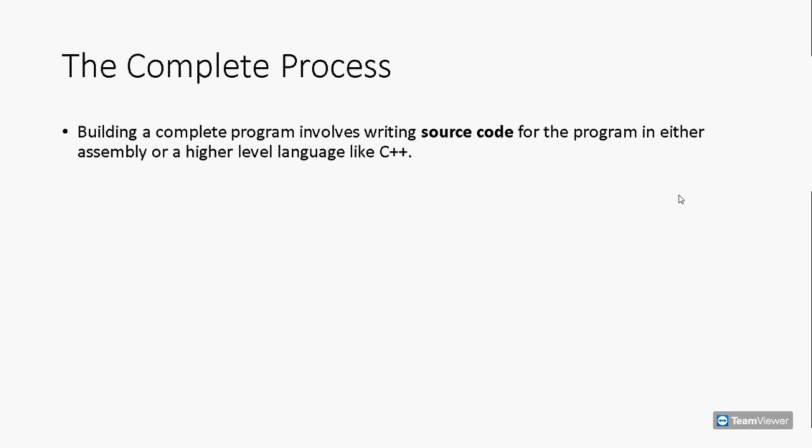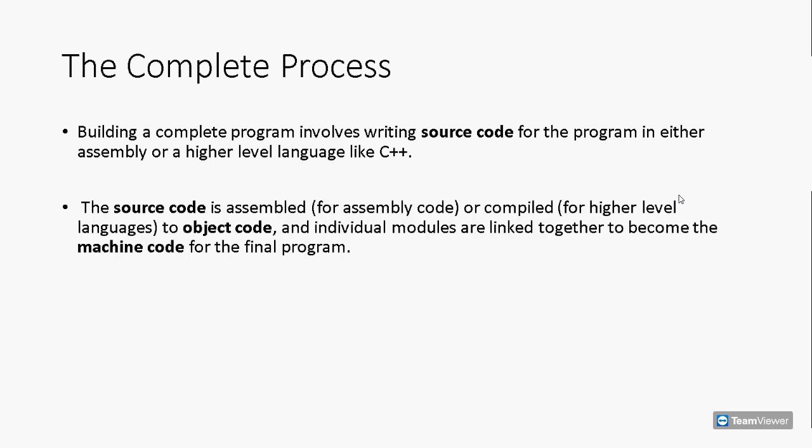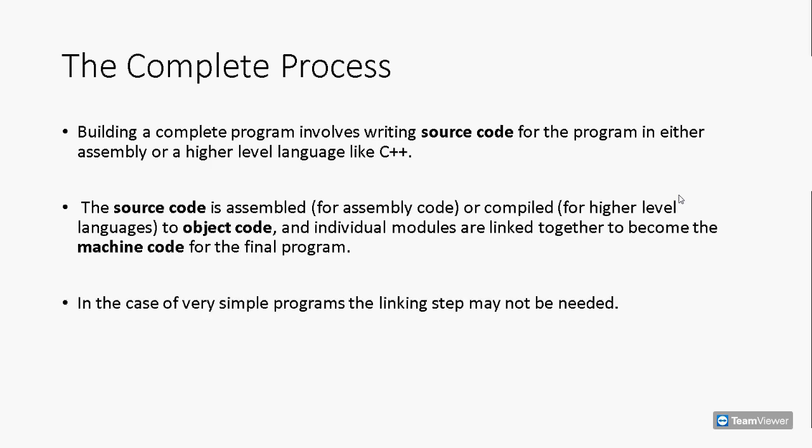That source code can be written in either assembly or a high-level language like C++, etc. Then we assemble the source code if we have written it in assembly language. But if we have written it in a high-level language, then we compile it to generate the object code. Individual modules are linked together to generate the machine code for the final program. In the case of a very simple program, the linking step may not be needed.